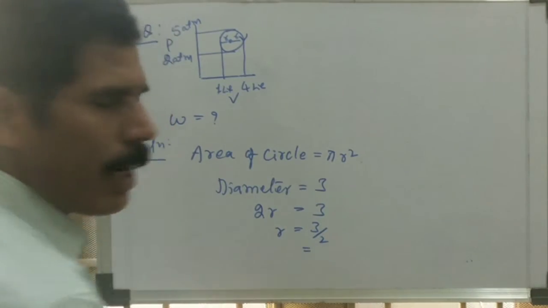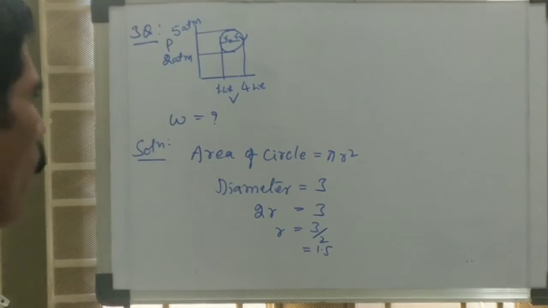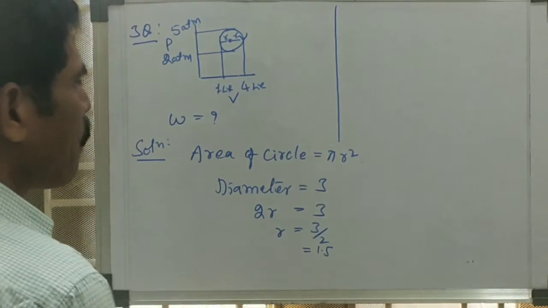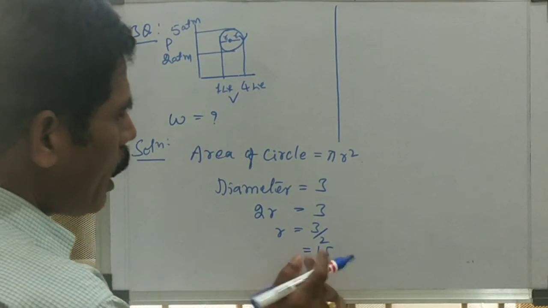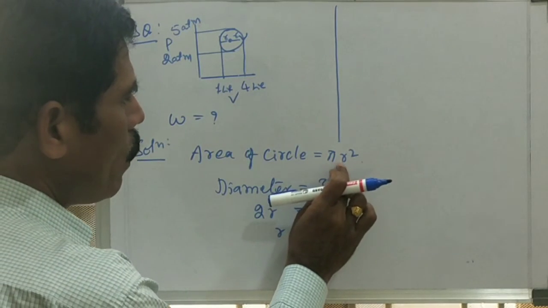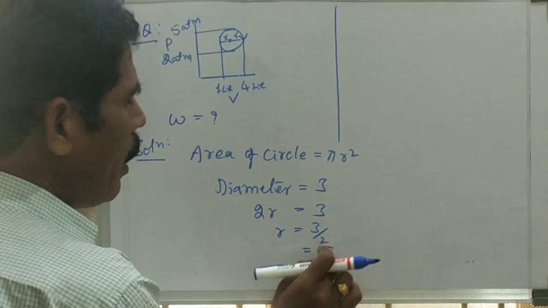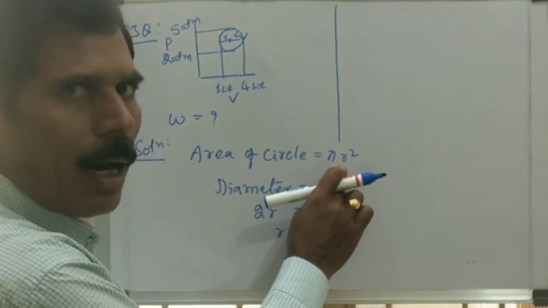Therefore, how much is this value? So 1.5. Now let us calculate the work done. Here, the value of r, you have to immediately substitute. What is it? Pi r square. The r value of 1.5 they have given, which is substituted in r.